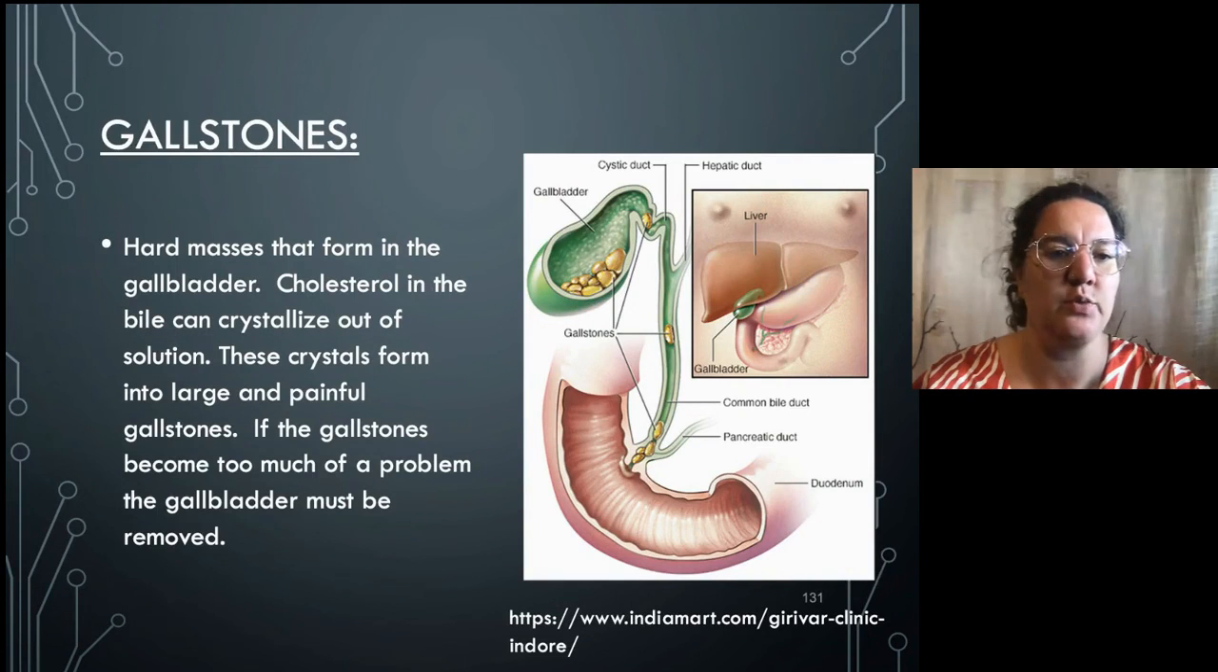Gallstones are a condition where hard masses form in the gallbladder. And so the cholesterol in the bile can crystallize out of the solution and form hard, painful gallstones. And when they block the duct in the gallbladder, you end up with painful feelings, you have a hard time digesting fat, lots of stomach discomfort. And if they become too much of a problem, not just after eating certain meals, then the gallbladder must be removed, which can cause some slight digestive issues, but it's nothing that you even need medication for in the long term.